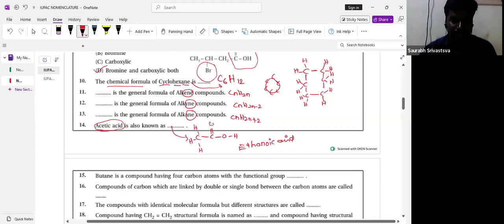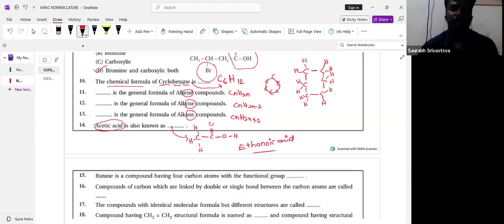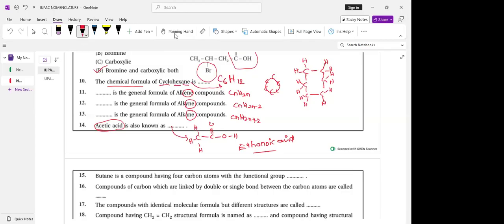Ethanoic acid, common name, that means tribal name, our area name, like they will say. So that area name is called acetic acid. Okay, now?